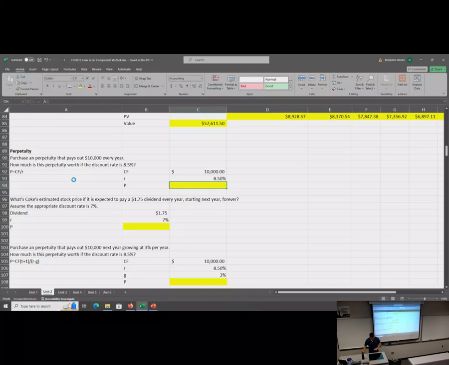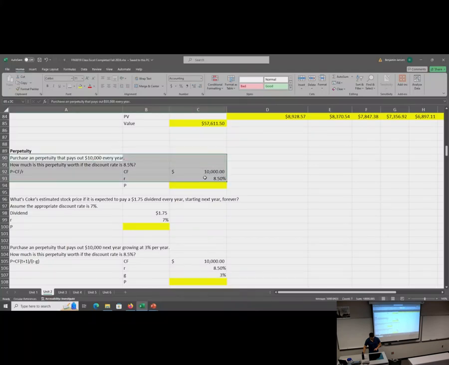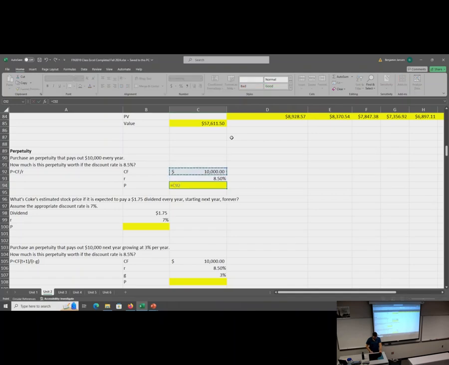All right, let's take a look at a couple examples now. So let's say that we're going to purchase a perpetuity that pays out $10,000 every year. What is that perpetuity worth if the discount rate is 8.5%? All right, so all we're going to do here is take that cash flow and divide it by the discount rate. That gets us the value of the perpetuity.